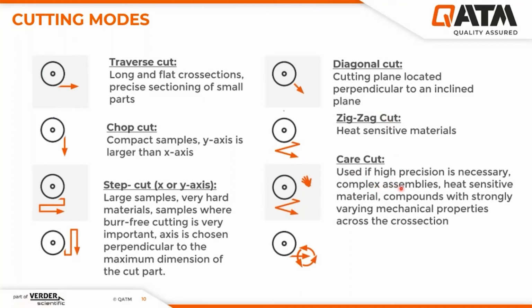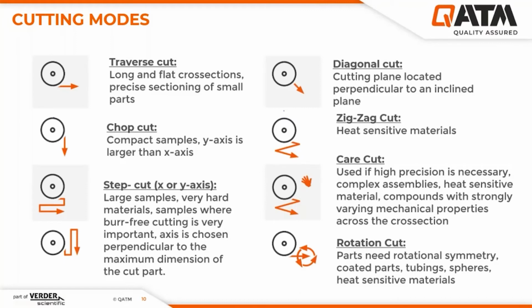It is used if we need really high precision, for example, while cutting very complex assemblies or heat-sensitive materials, as well as compounds with strongly varying mechanical properties across the cross-section. This is often the case for laminated material assemblies. Finally, we have the so-called rotation cut, which is always used if we have a rotational symmetry in our parts and have, for example, a porous coating that has to be protected during the cutting process.